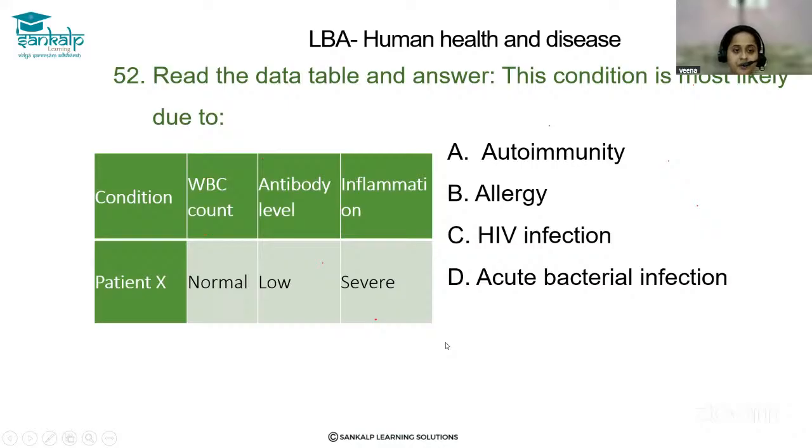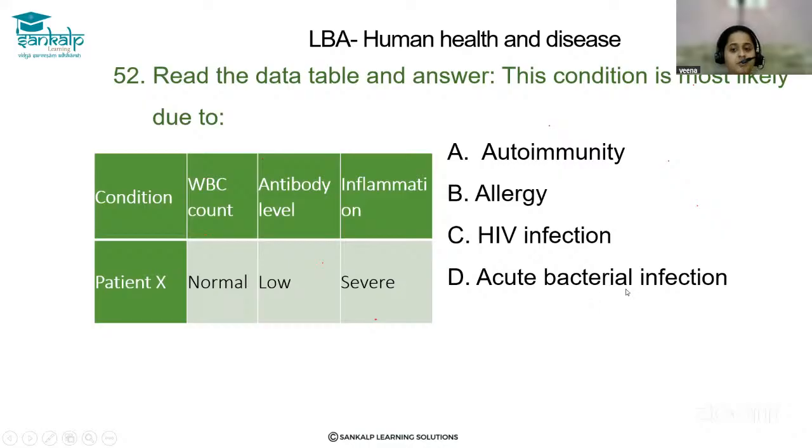Let's solve question 52. Read the data table and answer. This condition is most likely due to. So dear student, if you observe here, the condition is given. The WBC count will be normal, antibody level becomes low, and the inflammation will be severe. So that is in case of the acute bacterial infection.